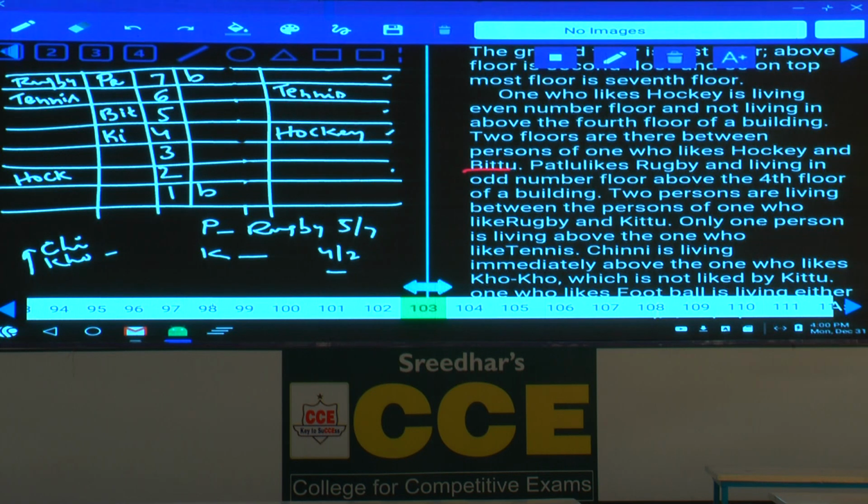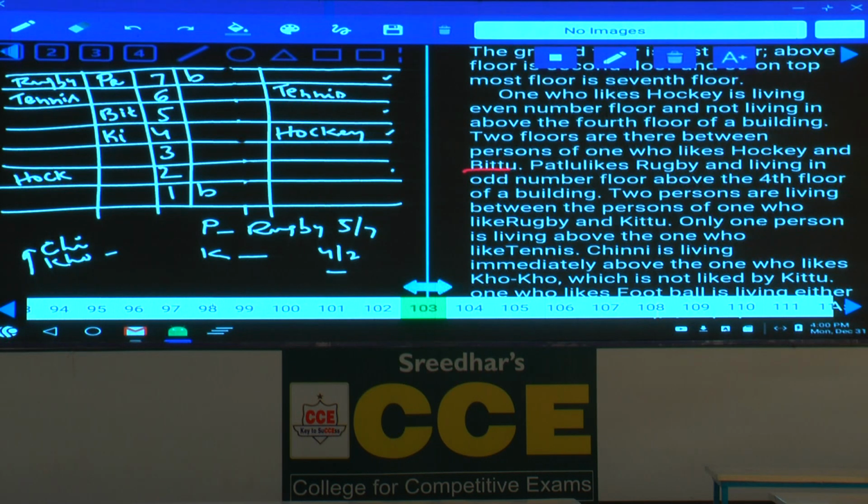Chinni is immediately above the one who likes Coco, and Coco is not liked by Kittu. Here also there are 2 possibilities.